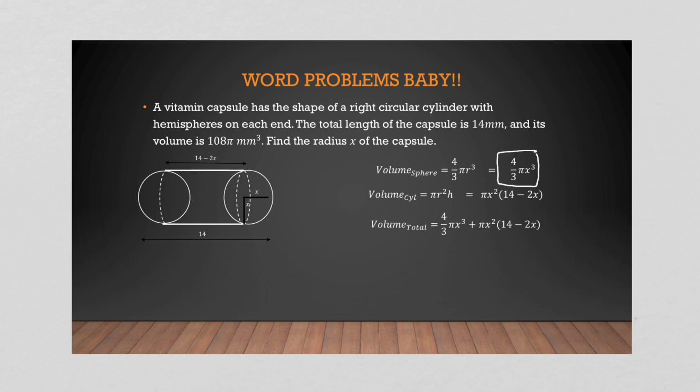Now remember, we have 2 halves, which means we would have 1/2 of that, but then multiplied by 2, that's still going to be the volume of our sphere. Here is the volume of the 2 half spheres. Here's the volume of our cylinder. And then here is the volume of the whole thing.